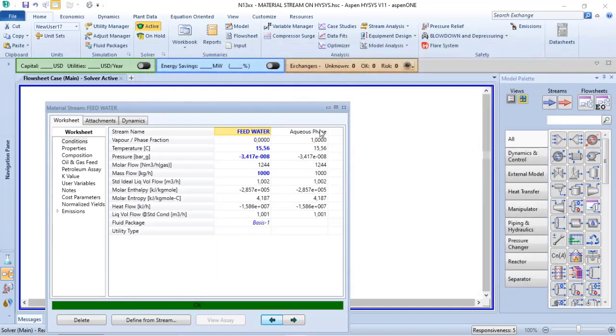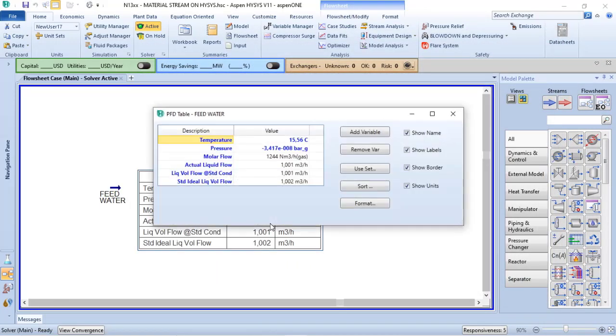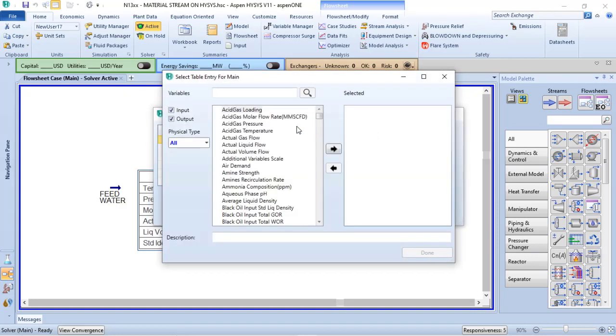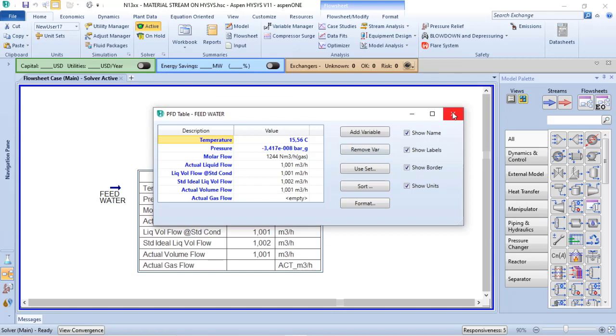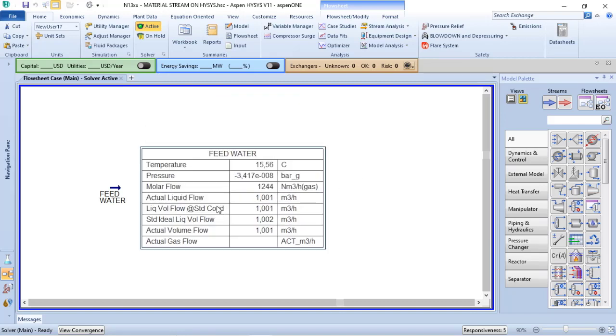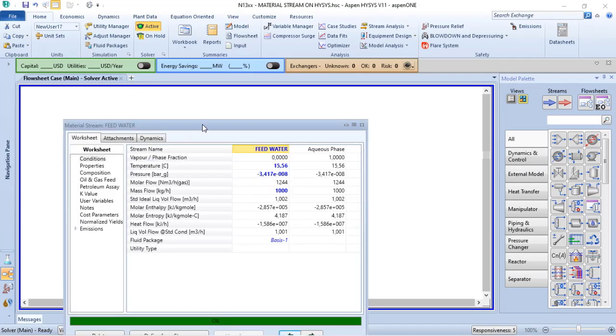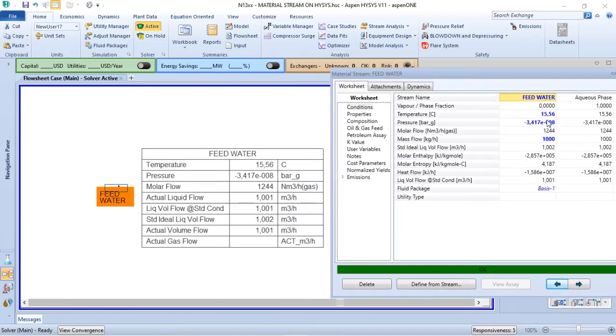Let's close this one, and we can add more information related to flow here in the tab. So now let's add the actual volume flow and also the actual gas flow. That done, we have 0 for actual gas flow because at these conditions the stream is a liquid, but if I change the conditions, I can vaporize my water.